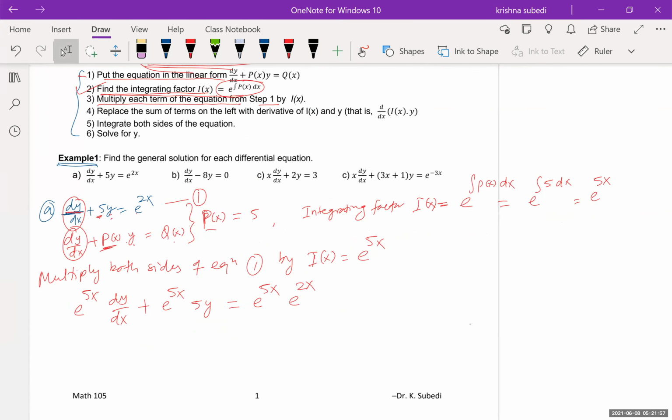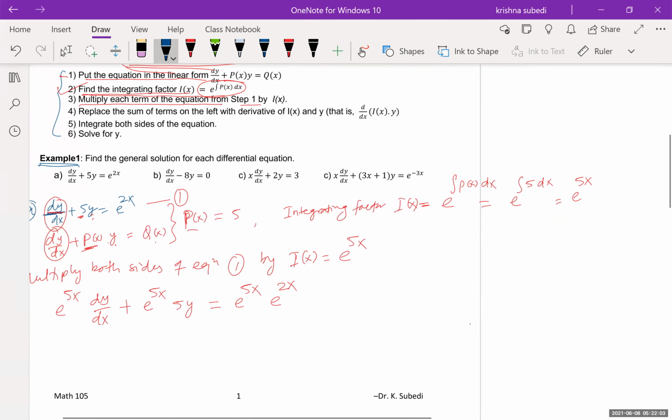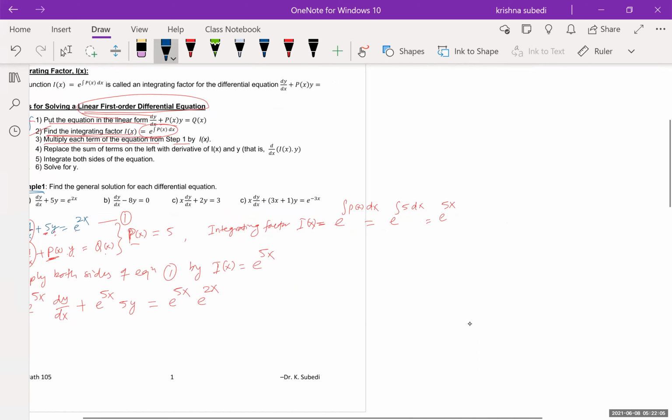Now let us pause for a minute. I want to take you back to calculus 1, and I want you to find the derivative of e to the 5x times y. Find the derivative of this, guys.